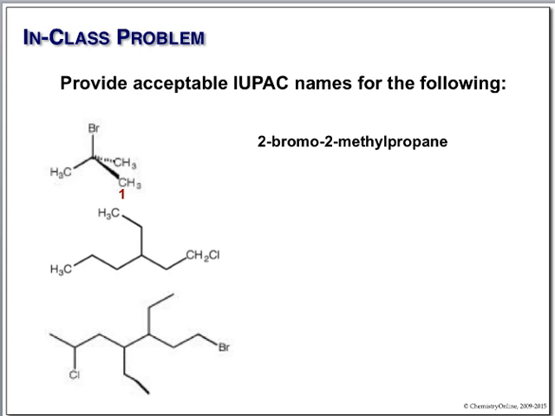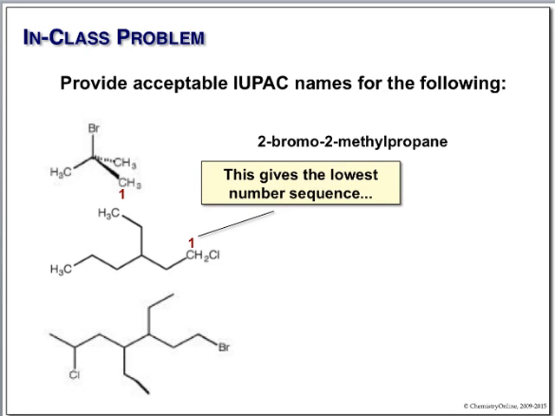Our longest chain here, 1, 2, 3, 4, 5, 6 carbons. We have a 2-carbon side chain and we have a chlorine. We're going to let this end be carbon 1, so we get a 1-chloro in our name. In carbon number 3, we have a 2-carbon side chain, that's an ethyl group, so 1-chloro, 2-ethyl, hexane.